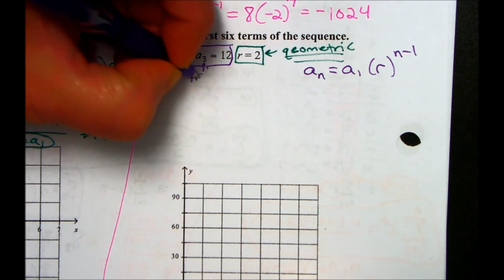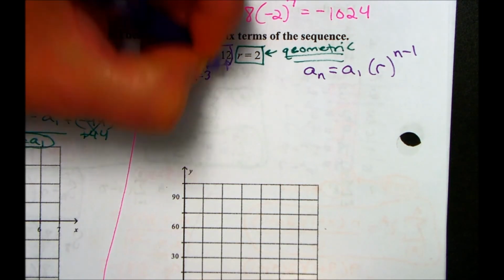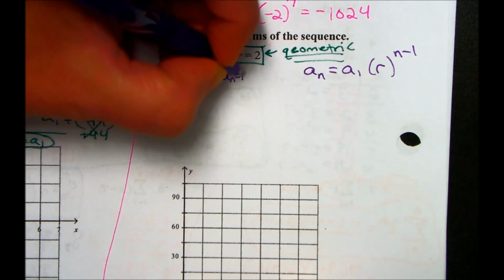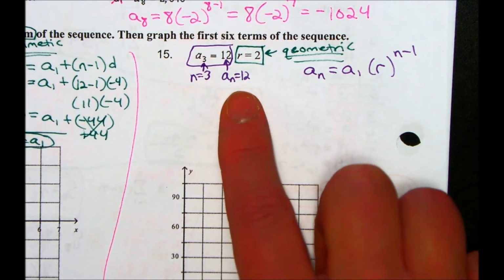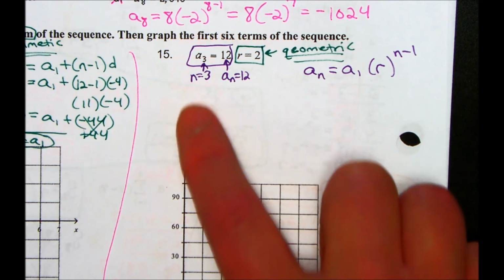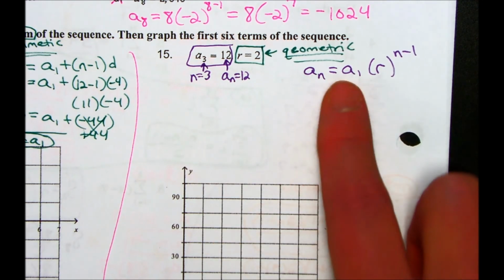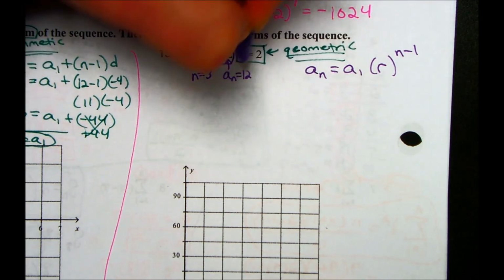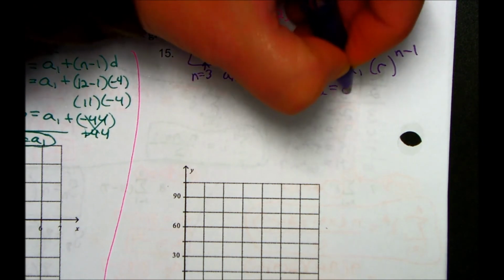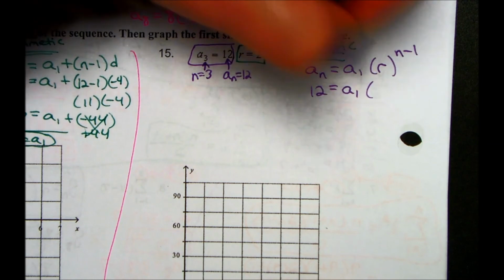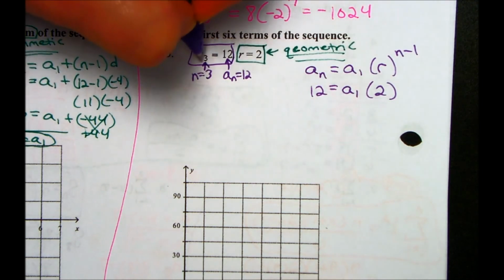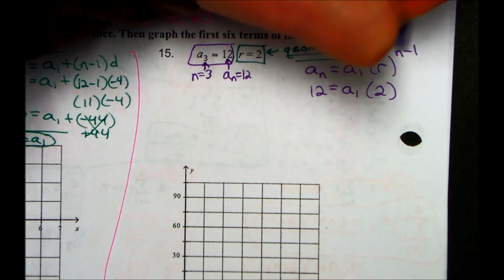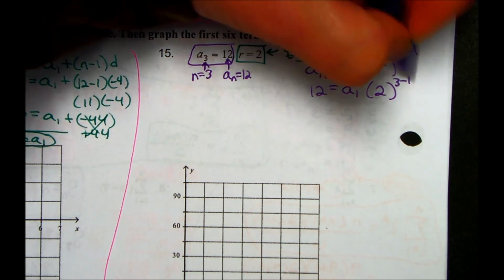So n is going to equal 3. That's our input. Our output, a sub n, is going to equal 12. So we're going to plug 12 in for a sub n and 3 in for n. And then we can solve for a sub 1. So 12 equals a sub 1, which we don't know. R is 2, and then n is 3. So 3 minus 1 is going to be 2.